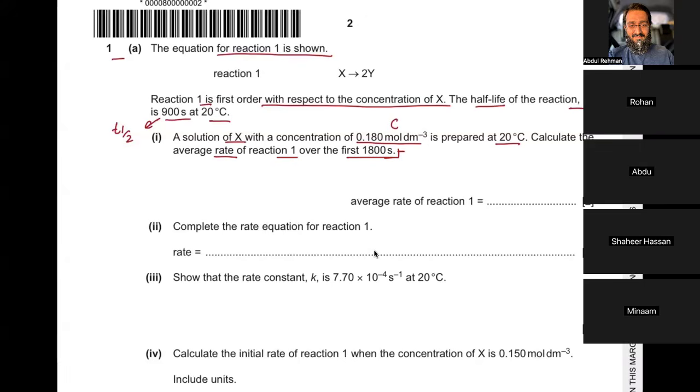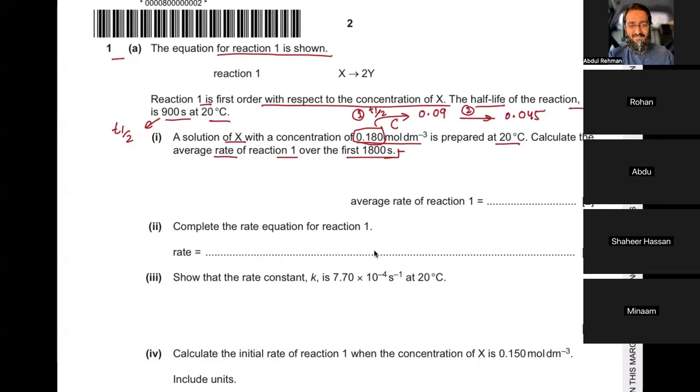two. So it means this concentration is going to get halved, which means if I halve it, it is going to be 0.09 after the first half-life, isn't it? And then after the second half-life, it is going to be further halved, which means 0.045. Is this understandable to all of you?